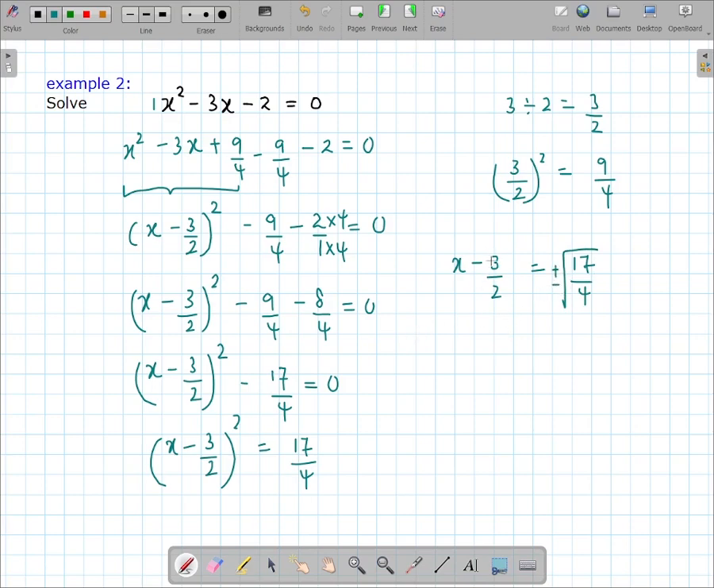Then I can send this minus 3 over 2 to the other side. It becomes plus 3 over 2. x equals 3 over 2 plus or minus root 17 over root 4, that is 2. Then we can have plus answer and minus answer. So x equals 3 plus root 17 over 2, or x equals 3 minus root 17 over 2.